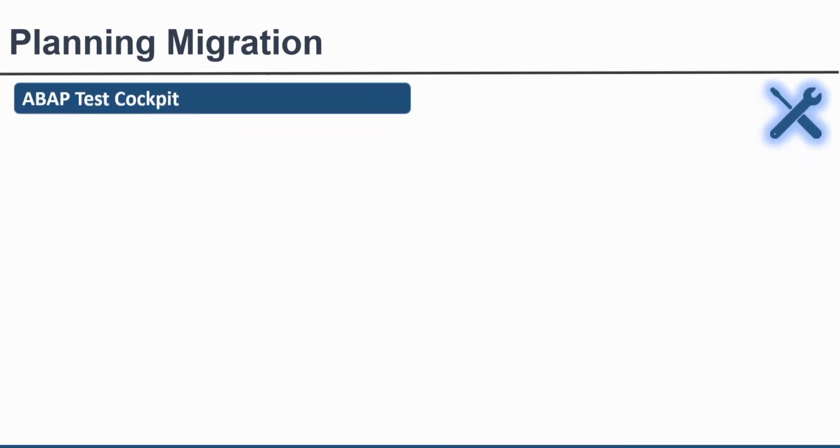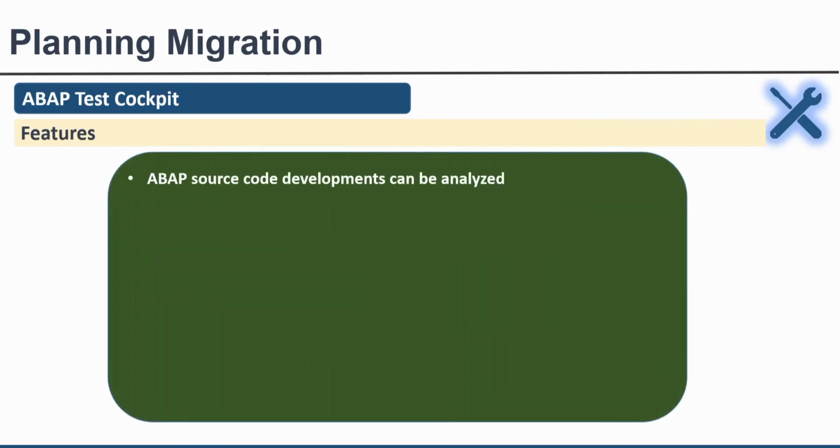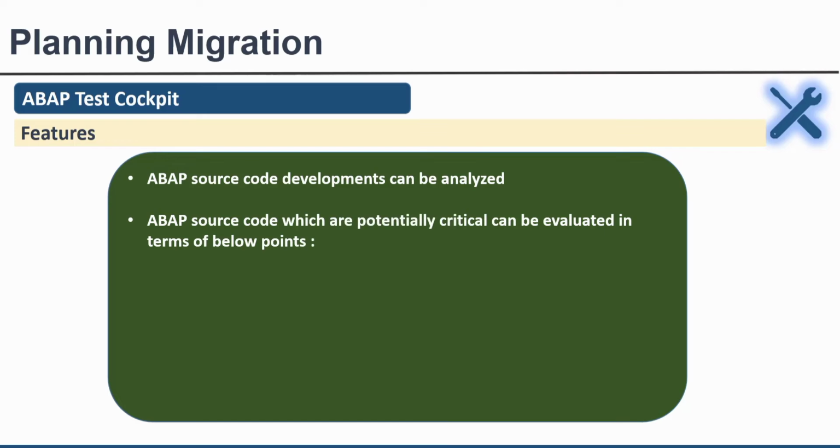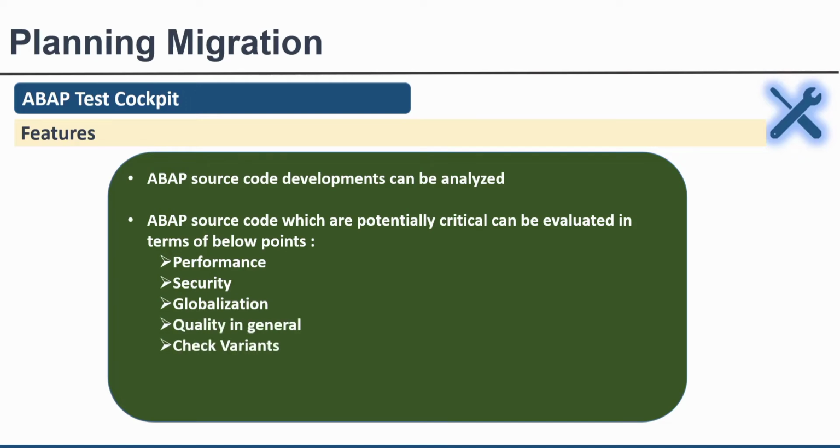ABAP Test Cockpit. This is a new tool given by SAP to check static ABAP source code. There are many features for this tool. It helps to analyze ABAP source code developments. Critical source code can be evaluated in terms of performance, security, globalization, quality in general, and check variants. This is based on Code Inspector but with additional features.